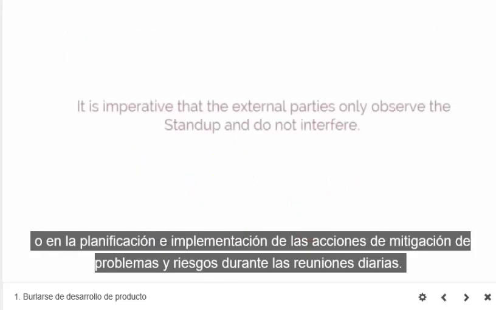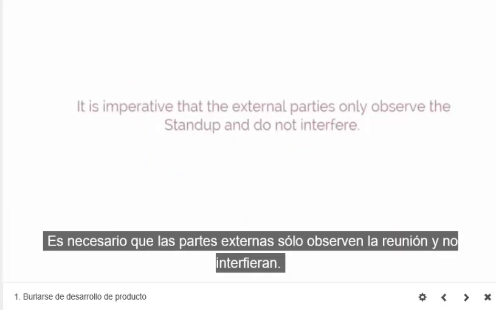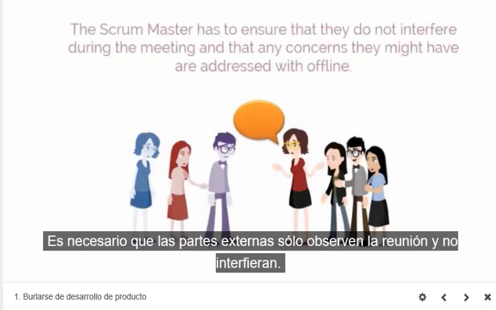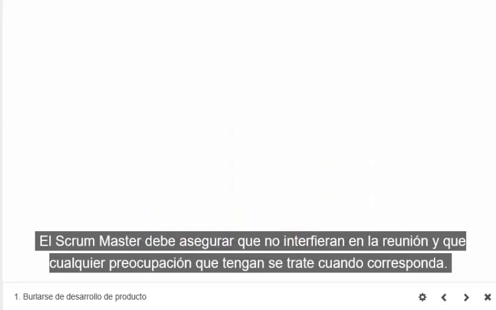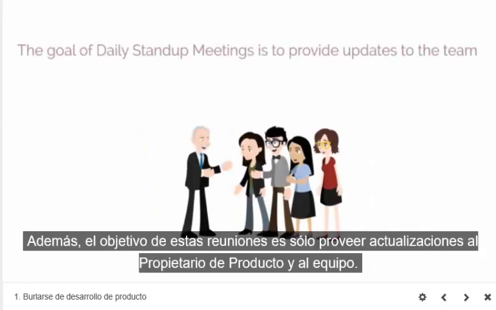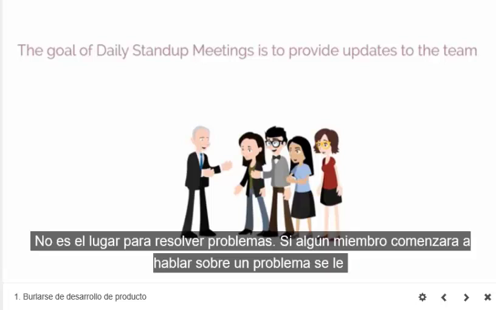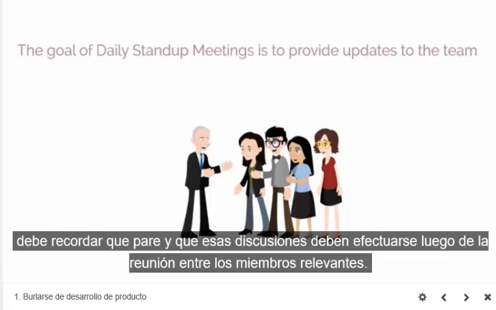It's imperative that the external parties only observe the stand-up and do not interfere. The Scrum Master has to ensure that they do not interfere during the meetings and that any concerns they might have are addressed offline. Also, the goal of daily stand-up meetings is merely to provide updates to the product owner and the team. It's not a venue to solve problems. If any member starts discussing the problem faced, they are to be stopped. Any such discussions can take place between relevant members after the meeting.